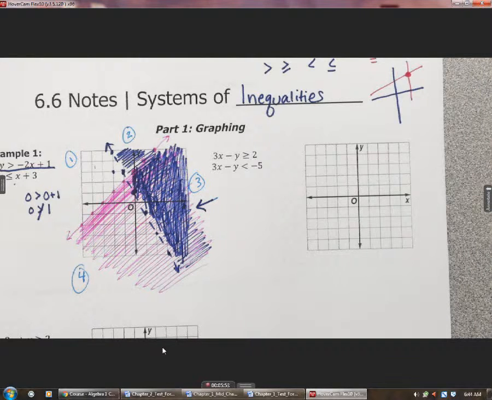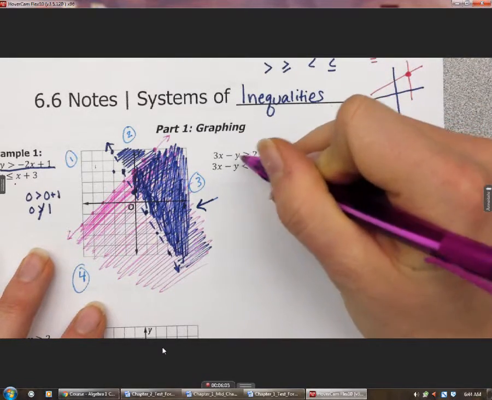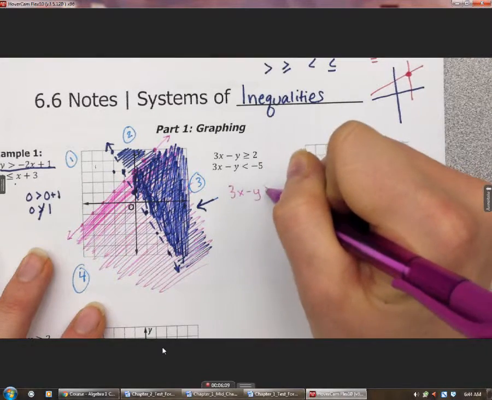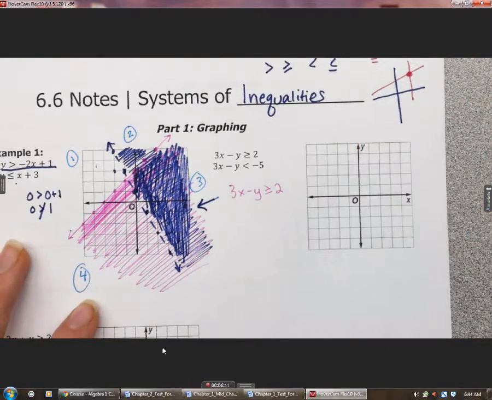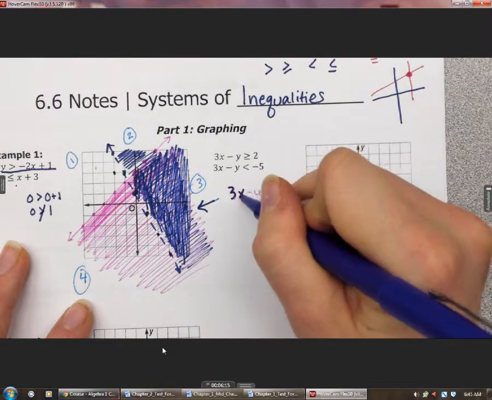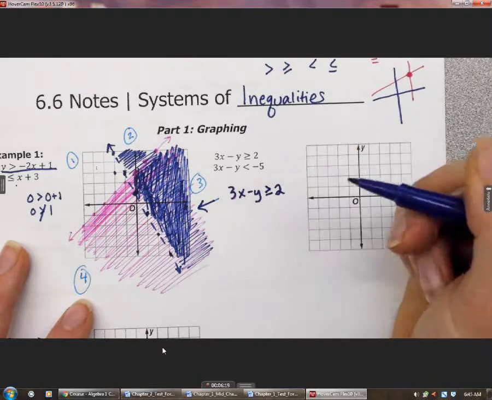You could graph this using intercepts. That would be one way to do it. It's probably easiest though if you just take this equation right here and resolve it for y. So I'm going to have my 3x minus y is greater than or equal to 2. That'll be my first one.